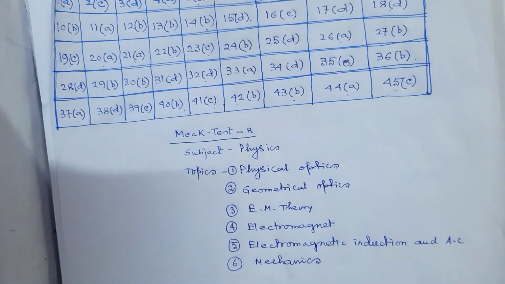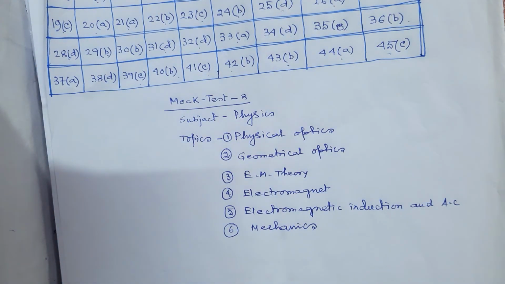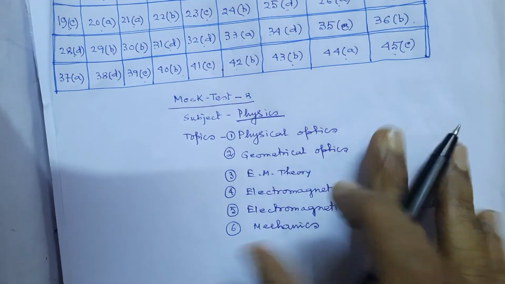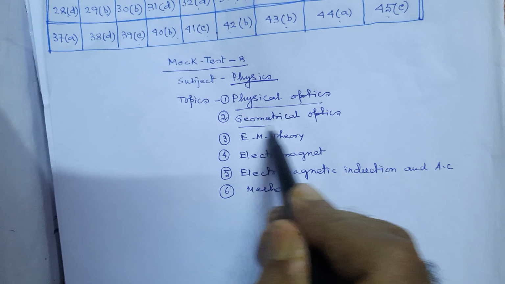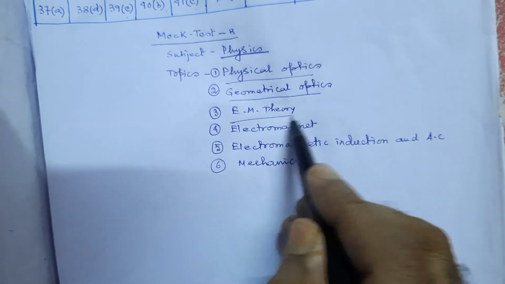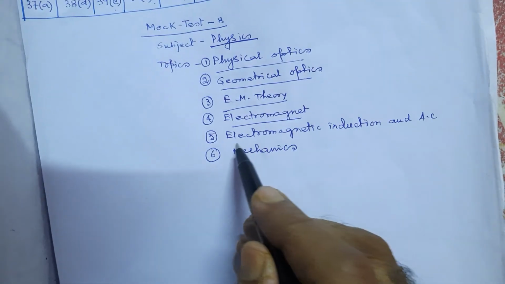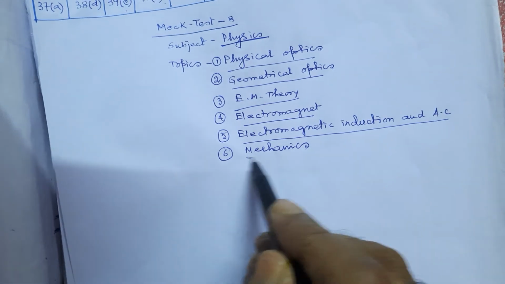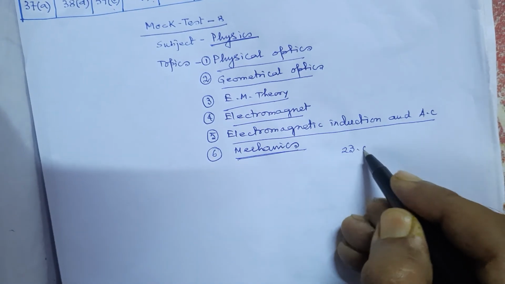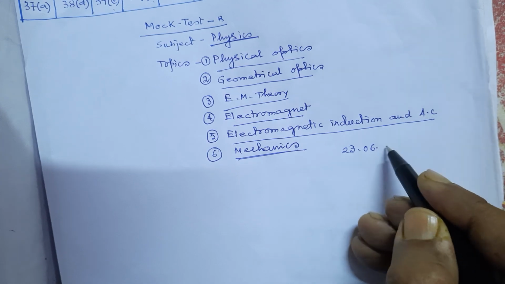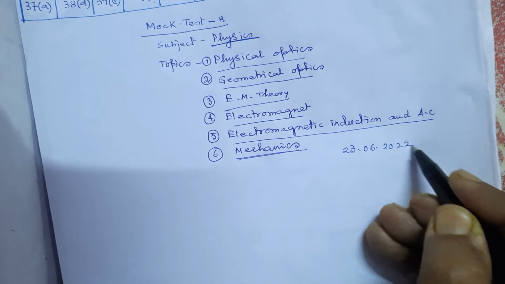Now, that is the end of mock test 7. Our next mock test will be mock test number 8. The subject is physics, and the topics for that mock test are physical optics, geometrical optics, EM theory, electromagnetic induction and AC, and mechanics. The probable date of the exam is 23rd June 2022. That's all.